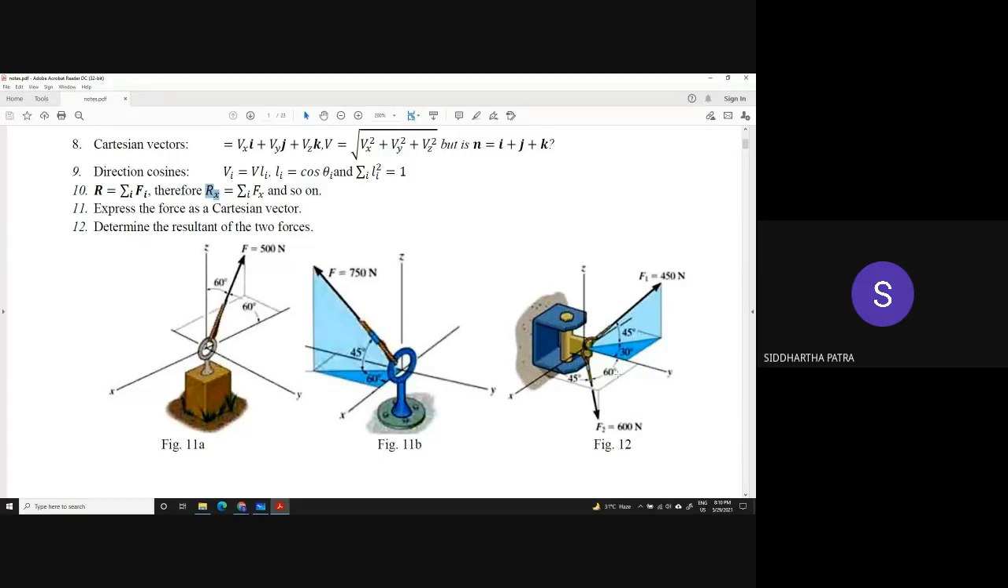And then the other force F1, its projection lies on the second quadrant, which means that the x component is negative, but the y component is positive, and also the force itself lies above the xy plane, indicating that the z component is positive.